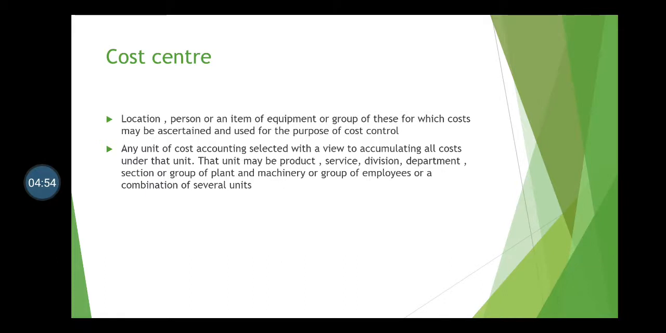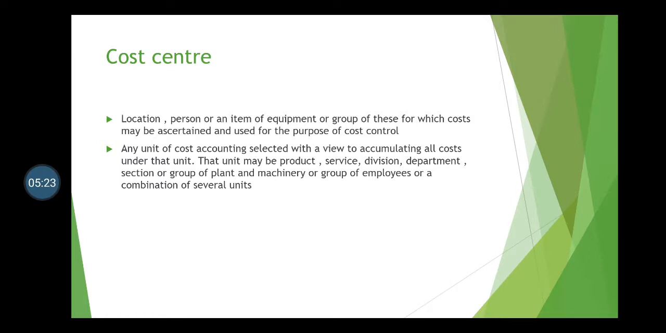Or it may be a person, that is, the cost for a factory manager or a machine operator, or it may be an equipment, that is, it may be a machine, or it may be a group of these, that is, 2 or 3 machines operated by a worker. So cost center is a location, or a person, or an item of equipment, or a group of these for which the cost may be ascertained and used for the purpose of cost control.